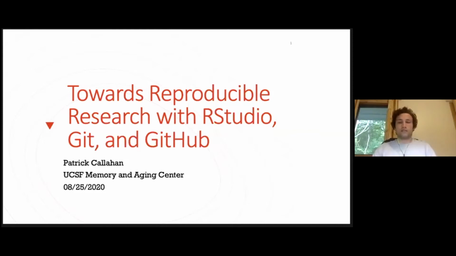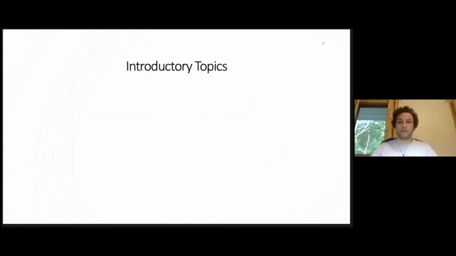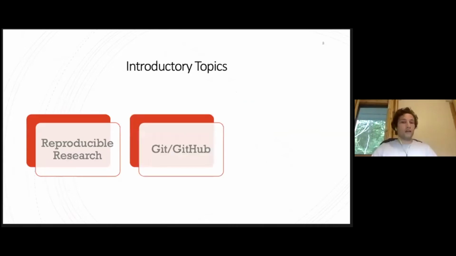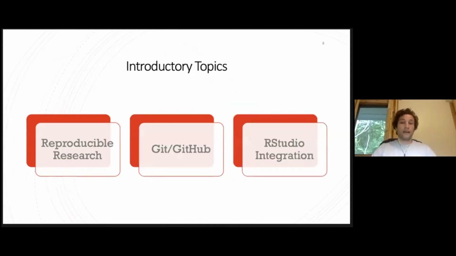So the introductory topics, like I said, we're going to talk about reproducible research and kind of the best practices within that realm. I'm going to do an overview of Git and GitHub and the role that they can play in reproducible research. And then finally, I'll show you how you can integrate both reproducible research and the GitHub toolset with the RStudio interactive development environment, which has come up in previous presentations. So first, we're going to cover reproducible research.